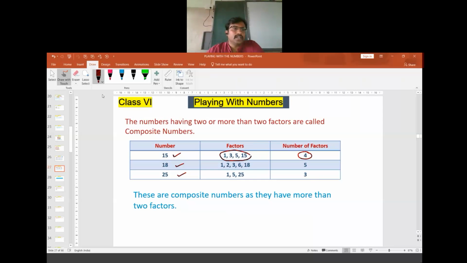Now, when you look at the composite numbers, the smallest composite number you come across is 4. 4 is the smallest composite number. The reason is 4 has 3 factors: 1, 2, and 4. This is the smallest composite number, and it is also an even composite number. Which is the smallest odd composite number?